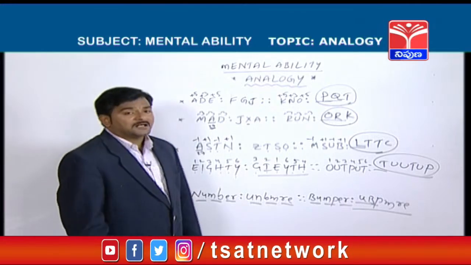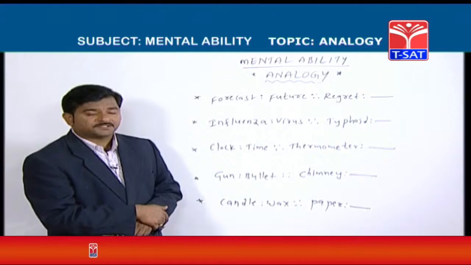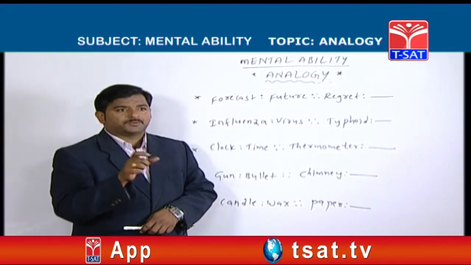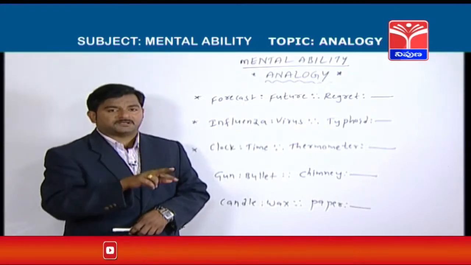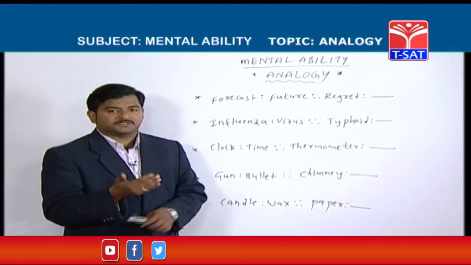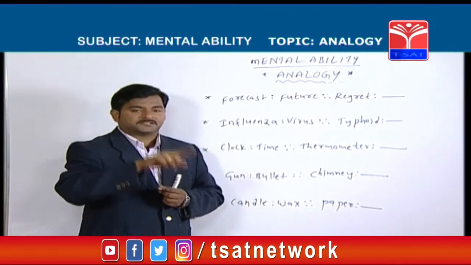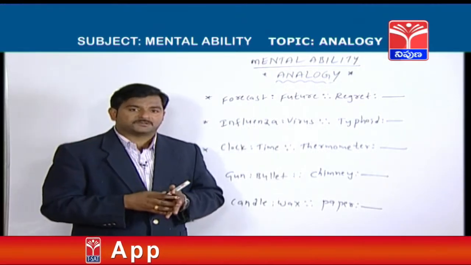Now we will discuss the last part of the analogy, that is word analogy. Letter analogy means two pairs of letters are given. By using the first you have to get the second. Number analogy means numbers are given. Word analogy means pairs of words. You have to find out the relation between the first pair. The same concept should be applicable for the second pair also. You will get the answer.